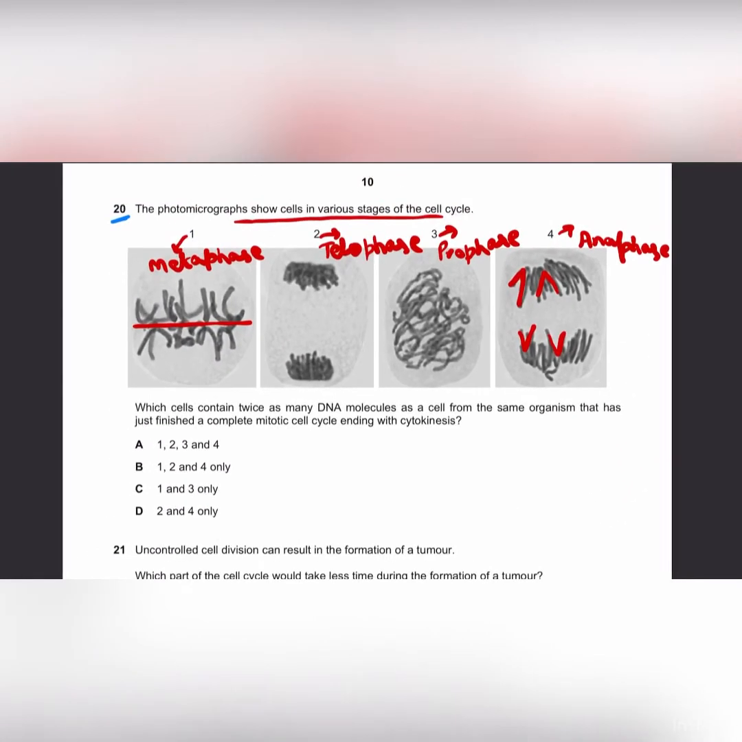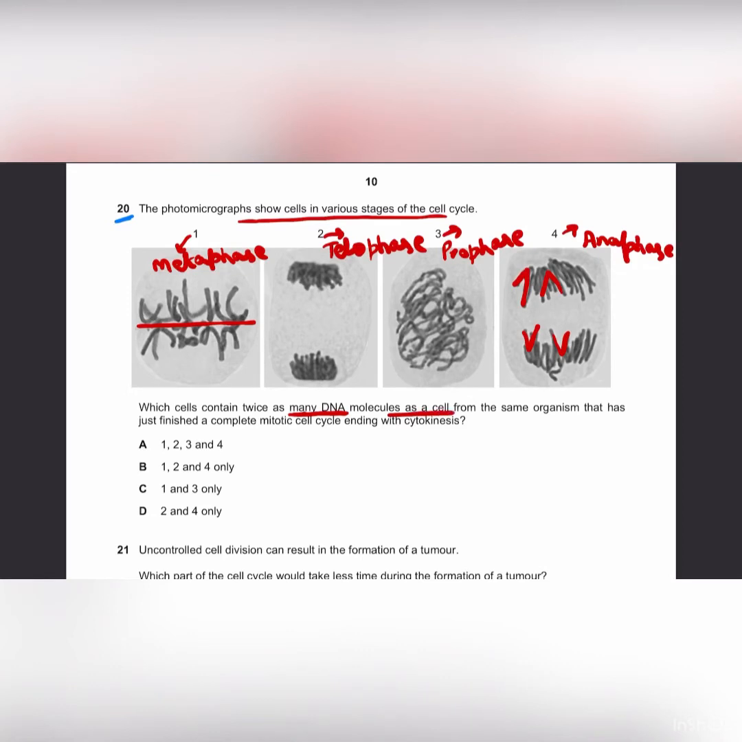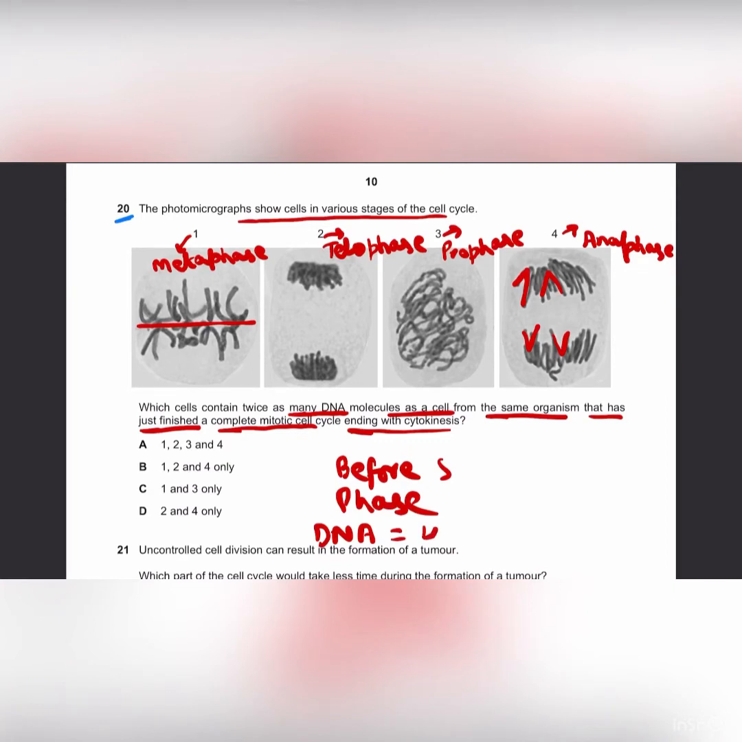Which cells contain twice as many DNA molecules as a cell from the same organism that has just finished a complete mitotic cell cycle ending with cytokinesis? Guys, always remember this point: before S phase and after S phase, how does the amount of DNA change? For example, if before S phase DNA is 46, then after S phase the DNA will be 92. So DNA doubles after S phase, right? This is the point that you should note.